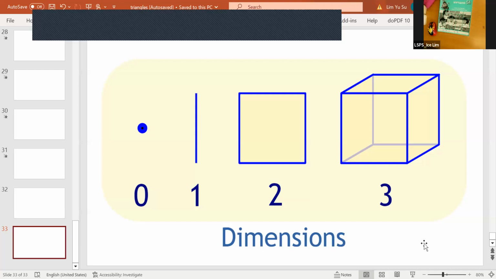Now, when I make it become 2 dimensions, like a flat shape, in this case a square here, it now has 2 dimensions. What are the 2 dimensions? So we call 1D, 1 dimension, 1 length. So now a 2 dimension shape has 2 dimensions, 2 measurements. It will be length times breadth.